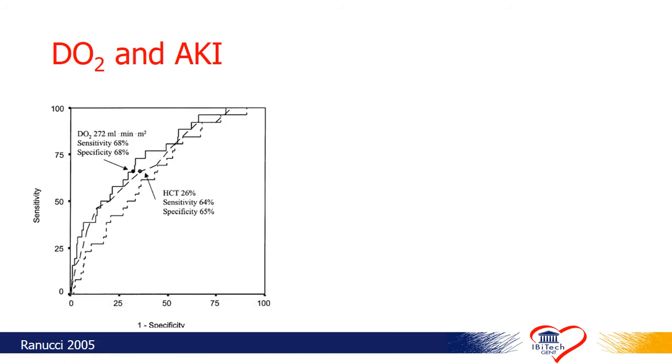This was acknowledged and brought together in a landmark paper by Marco Ranucci, who said we should not look at hematocrit alone, we should not look at flow alone, but probably we should combine them both and look at DO2. And in his center, where they normally work at 34 degrees Celsius during bypass, he found that the critical hematocrit was about 26% and that the critical oxygen delivery was about 272 milliliters of oxygen per square meter per minute.